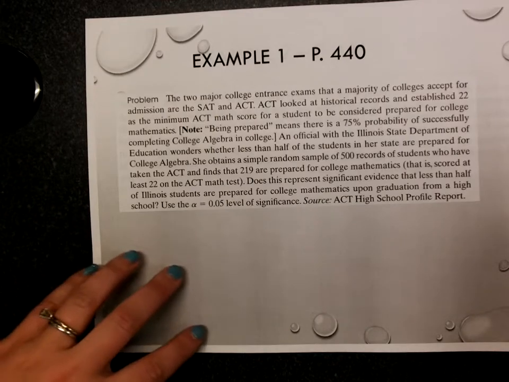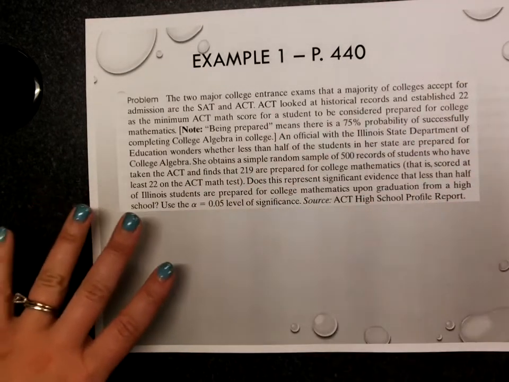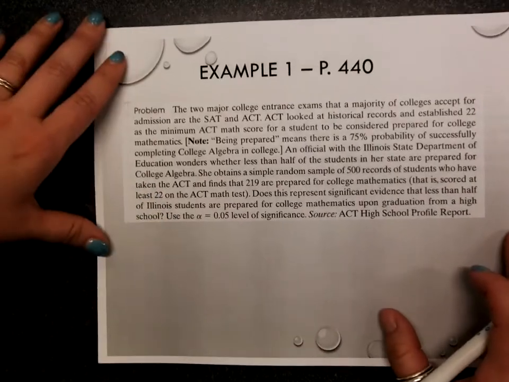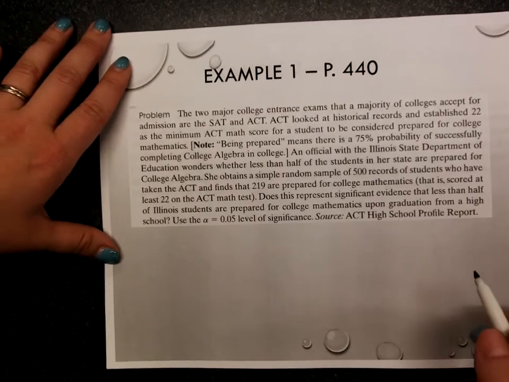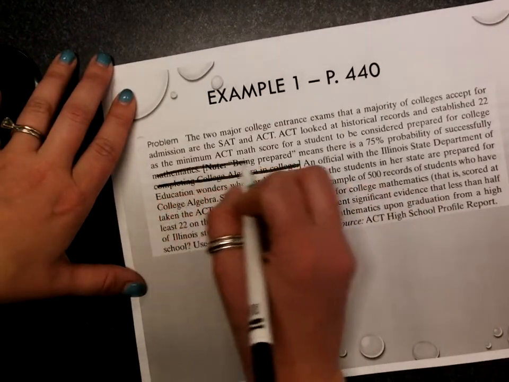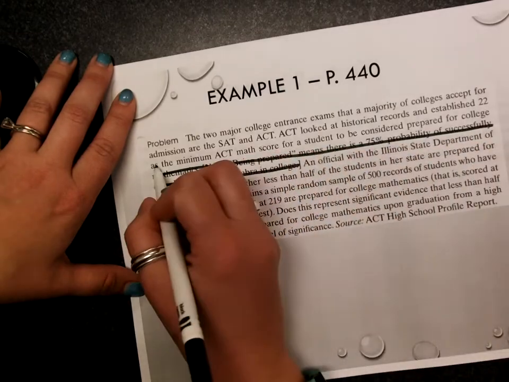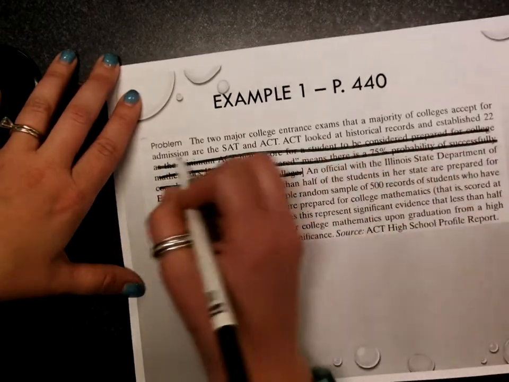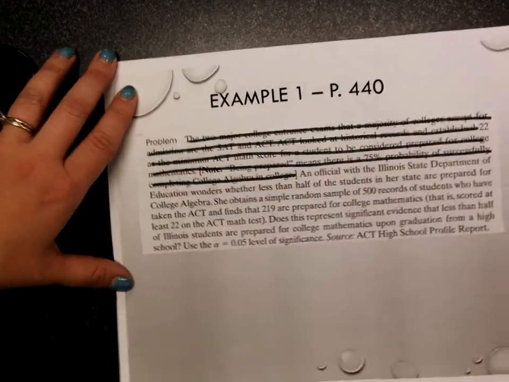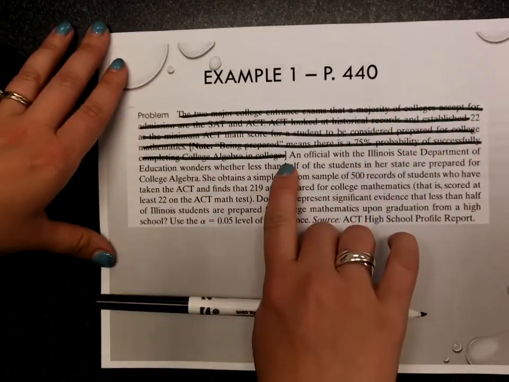Alright, so let's look at an example. I know these examples are pretty wordy. This author likes to give all the background knowledge for each example, so a lot of this we don't really need. We don't really care about the background knowledge. What we really care about starts after that bracket.